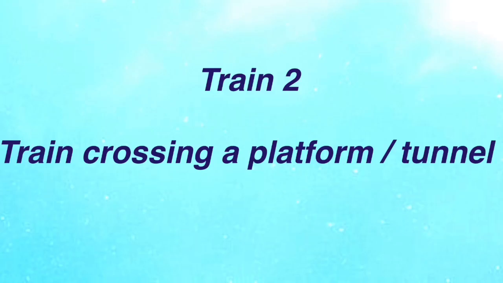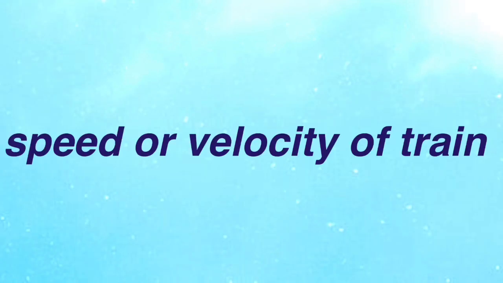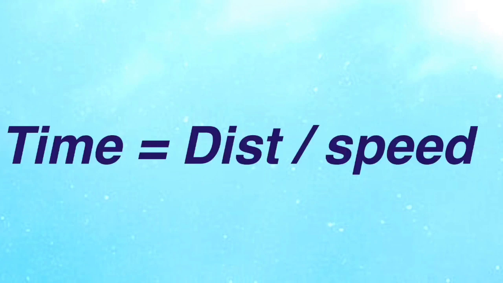Trains crossing a platform or tunnel. Here, distance traveled is length of train plus length of tunnel. Speed is speed or velocity of train. As we already discussed, time is distance by speed. Let us do few examples.